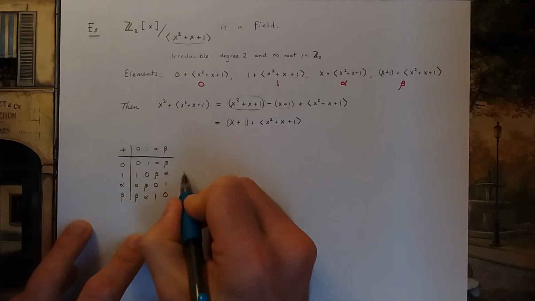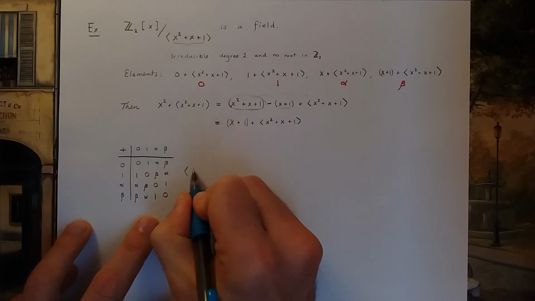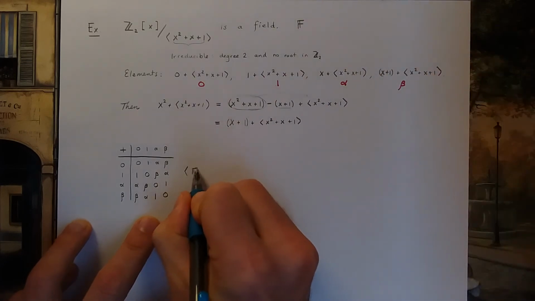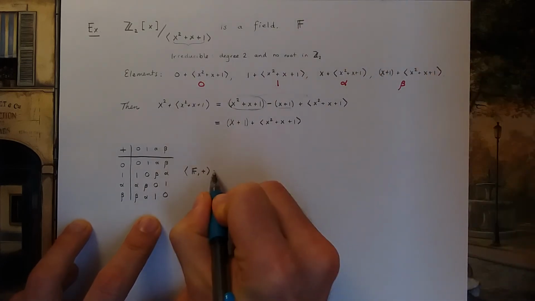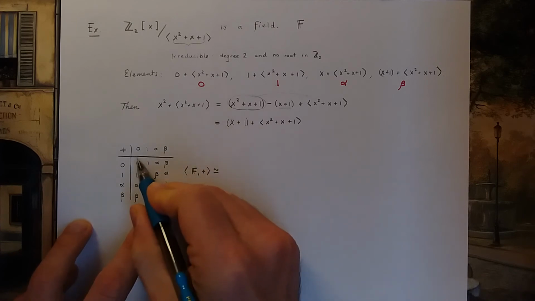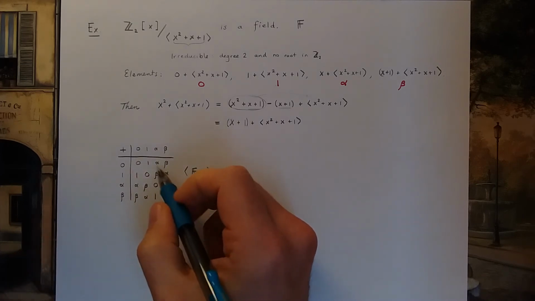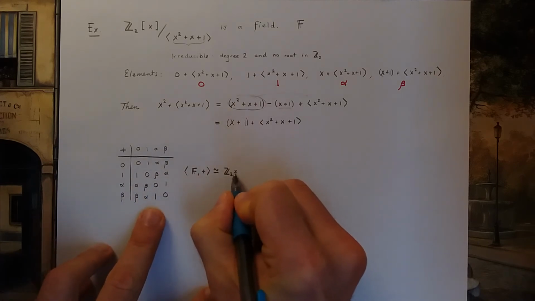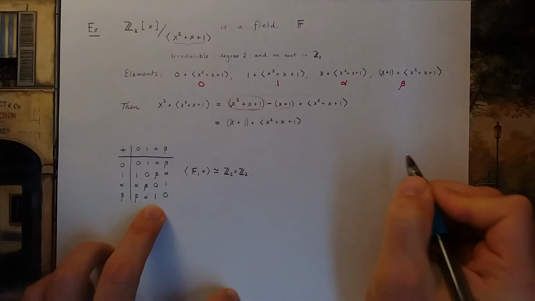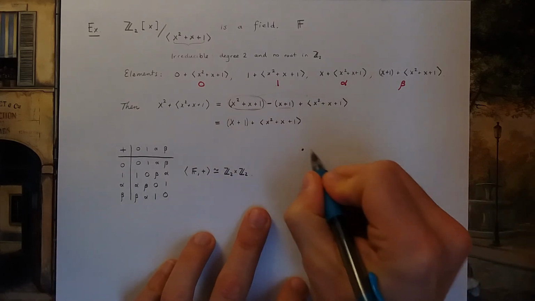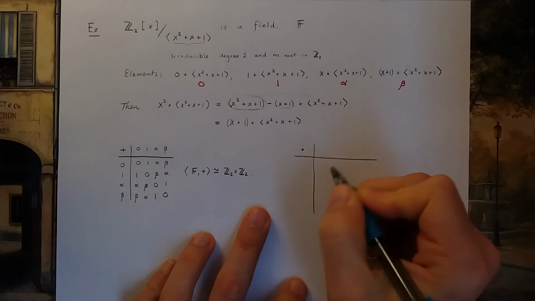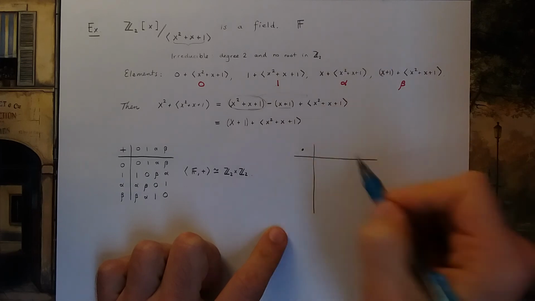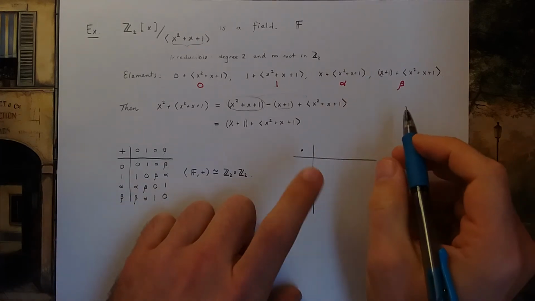So this shows that the field, let's call this field F so I don't have to keep writing it down, F with the addition operation is isomorphic to the group with 4 elements, every element its own inverse. That's Z2 cross Z2. What about the multiplication? This is a field, so there's an addition and a multiplication, and the multiplication is commutative. Every element has an inverse.